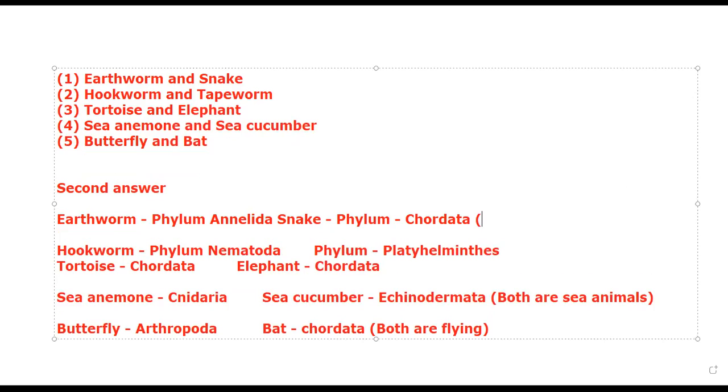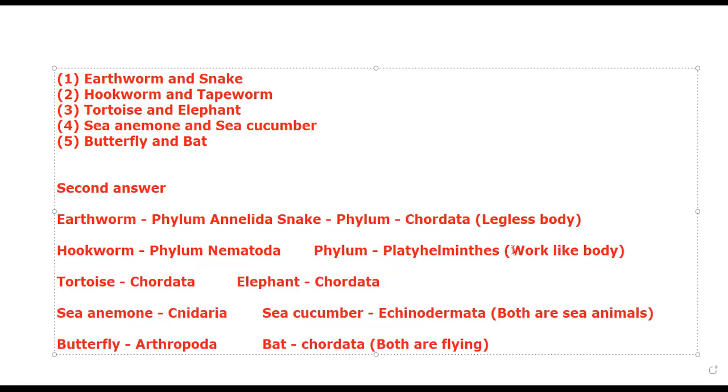If you take the third one, legless body is considered. Otherwise, they don't need to put earthworm and snake together, no? Correct? So here, it is a worm-like body. The body is looking like a worm. Because the body is looking like a worm, is it enough to tell they are evolutionarily closer?